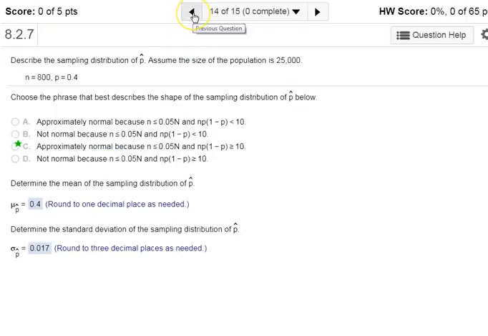And number 14, we begin looking at the sampling distribution of the proportion.